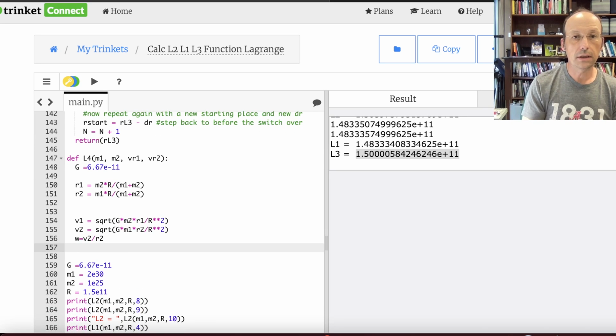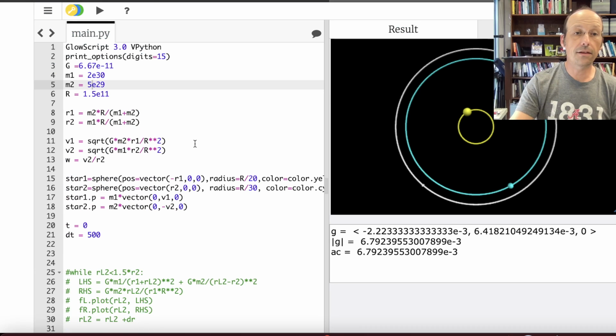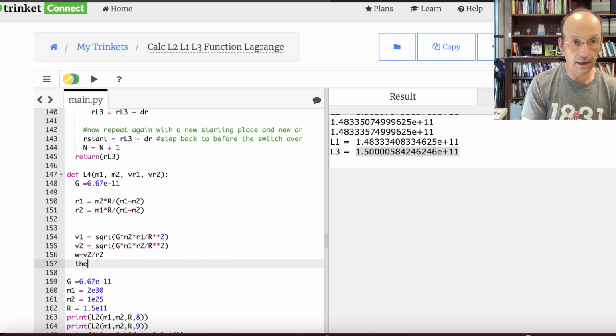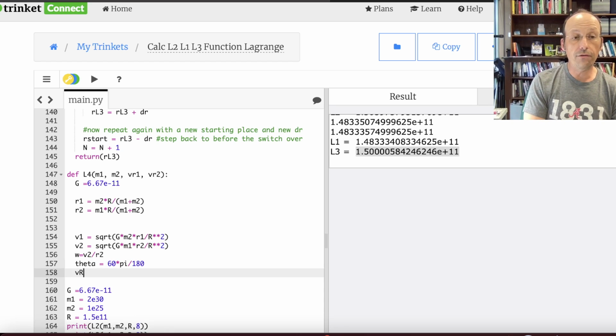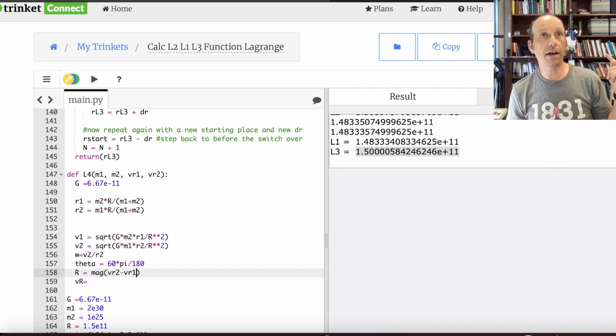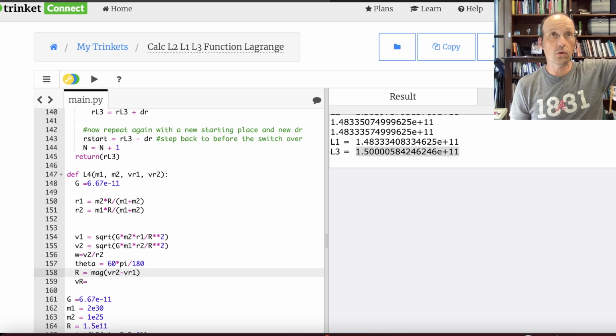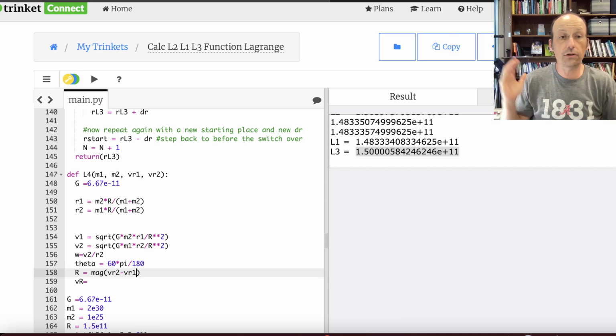Now what I need to do is the same thing I did over here, right? And the first thing is to have that angle theta. So theta equals 60 times pi divided by 180. Calculate VR is going to be equal to, so I didn't pass in R. So let's calculate R. R is going to be the magnitude of VR2 minus VR1. Right, because if I have the vector from mass 1 to mass 2, that should be R, and I take the magnitude now of the scalar.